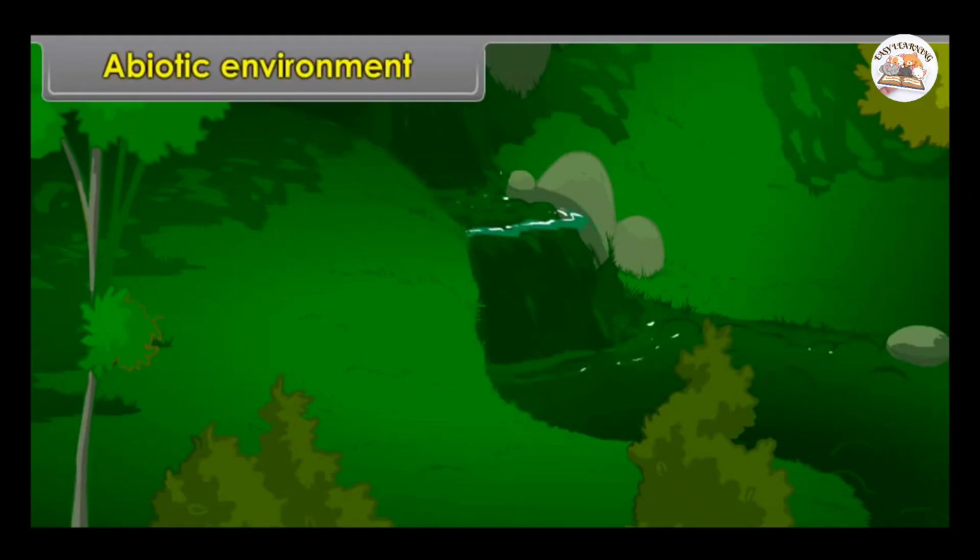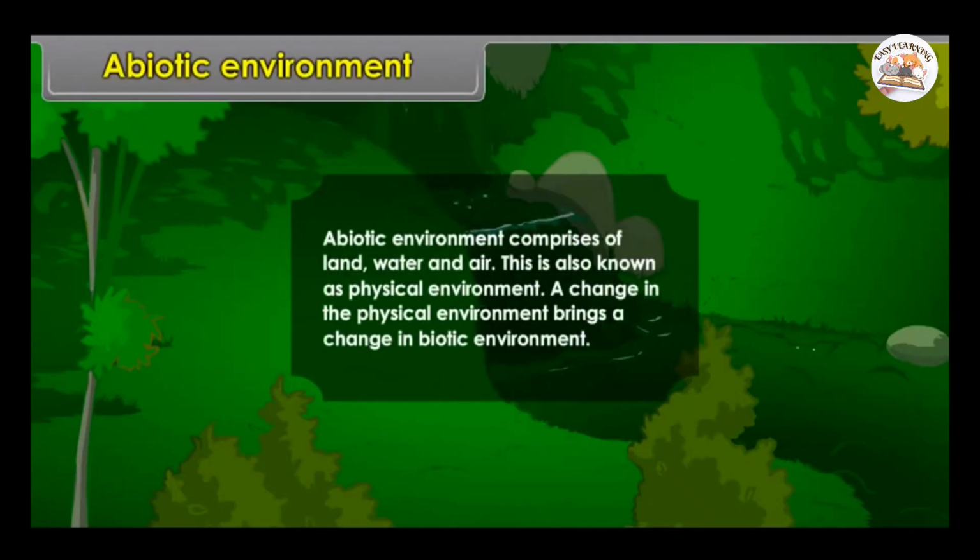Abiotic environment. Abiotic environment comprises of land, water and air. This is also known as physical environment. A change in the physical environment brings a change in biotic environment.